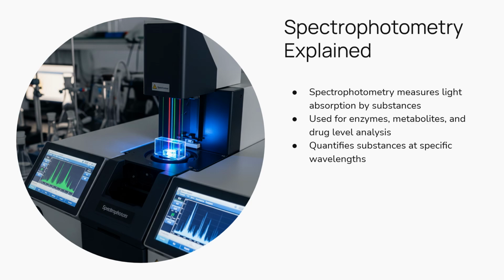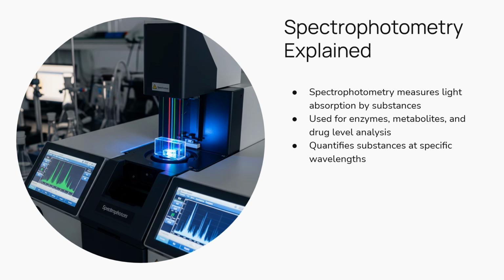Spectrophotometry is an analytical technique that measures the amount of light absorbed by a substance at a specific wavelength, allowing for the quantification of various analytes in the solution. So the principle is we have a beam of light that passes through a sample. The sample absorbs the light at a specific wavelength depending on its chemical composition. The amount of light absorbed is directly proportional to the concentration of the analyte as described by the Beer-Lambert law.